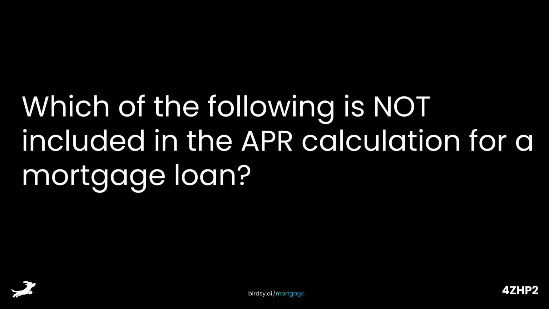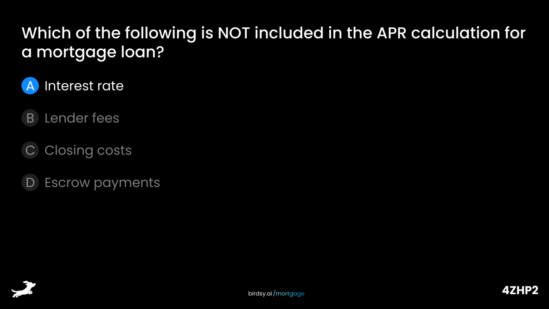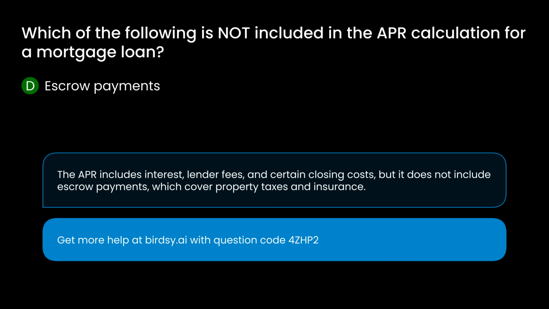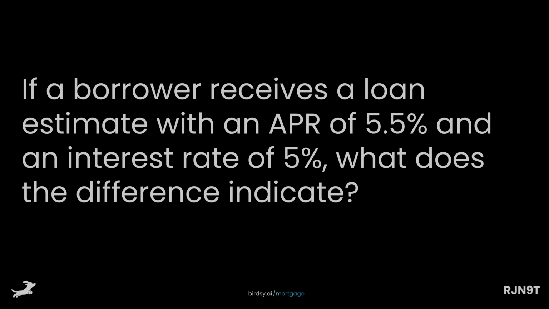Which of the following is not included in the APR calculation for a mortgage loan? Is it A, interest rate, B, lender fees, C, closing costs, or D, escrow payments? The answer is D, escrow payments. The APR includes interest, lender fees, and certain closing costs, but it does not include escrow payments, which cover property taxes and insurance. If a borrower receives a loan estimate with an APR of 5.5% and an interest rate of 5%, what does the difference indicate?